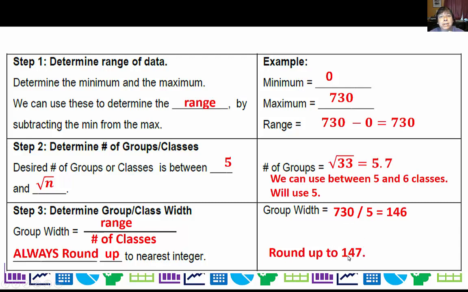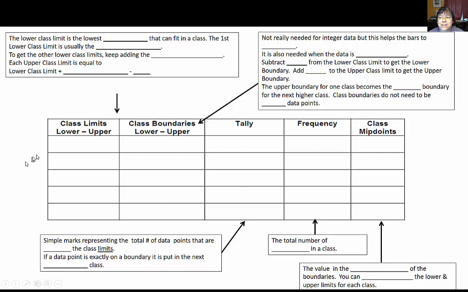Now, in real life, honestly, I really wouldn't use 147. You're allowed a little leeway, especially in AP Stats. You could go to 150. That makes way more sense. But I'm pretty sure I'm using 147 on this next example.